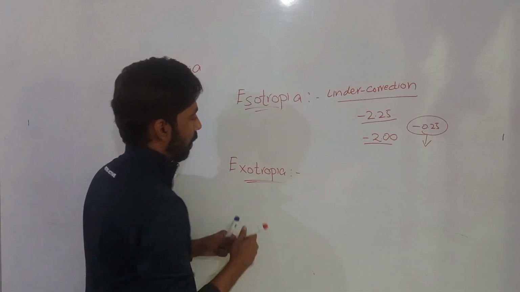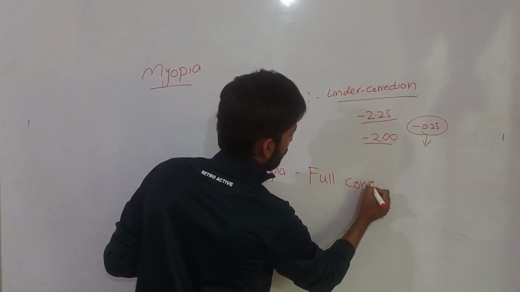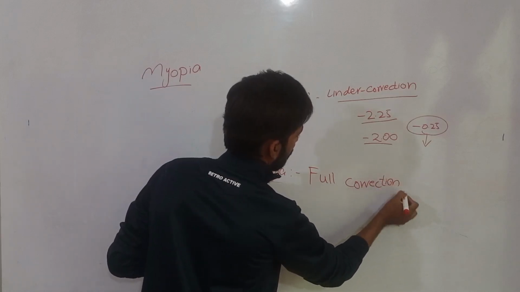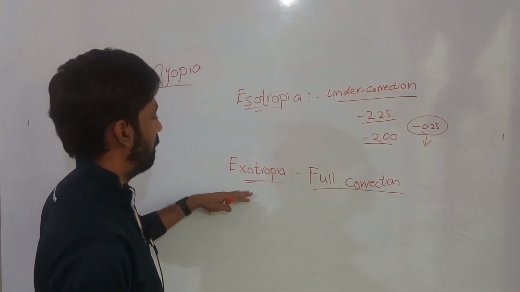And if the patient is myopic and the condition is exotropia, right? So we have to prescribe full correction. Simple. Full correction, why? Exotropia, right?